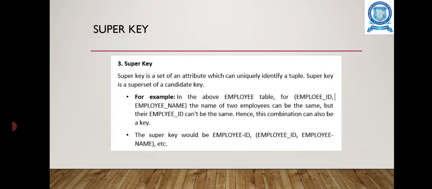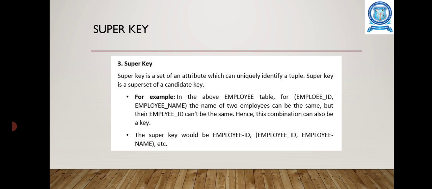Next one is the super key. A super key is a set of attributes which can uniquely identify a particular tuple. A super key is a superset of a candidate key.